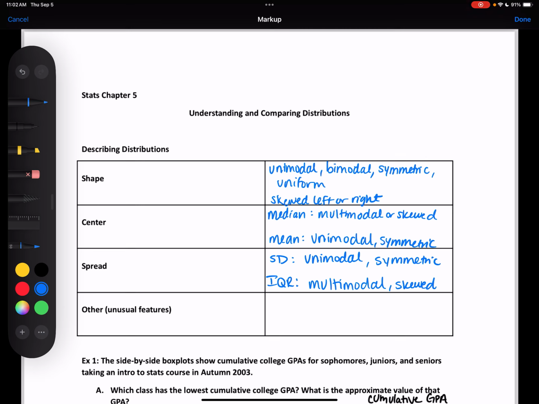What are some unusual features? Outliers or gaps. Yep, outliers or gaps. With gaps, if they're there, we just want to comment on them. For outliers, we mention them and then consider removing and recalculating.